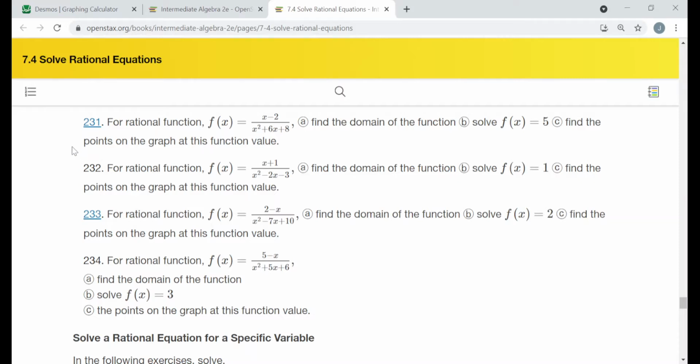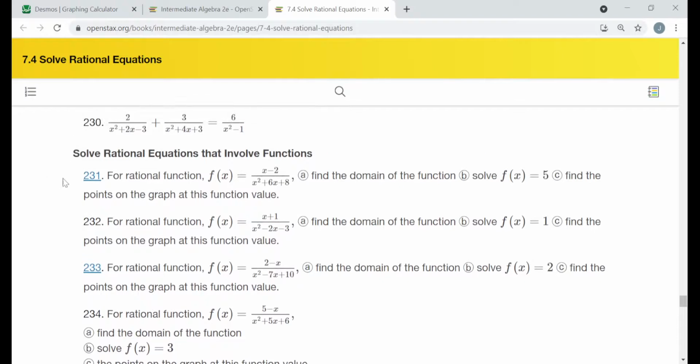So example 1 in the video will correspond to exercise 231. Example 2 will be 232, example 3 will be 233, and example 4 will be 234. And I'll have timestamps for when each example begins in the video in the description box below. So if you want to bounce around, hopefully those timestamps will help you navigate a little more easily.